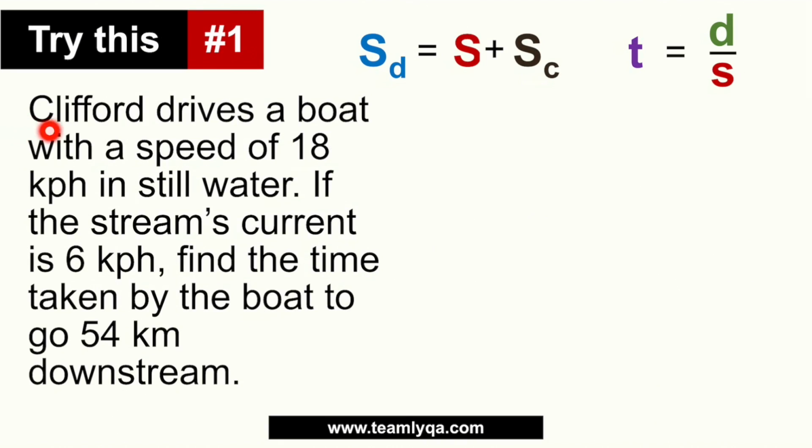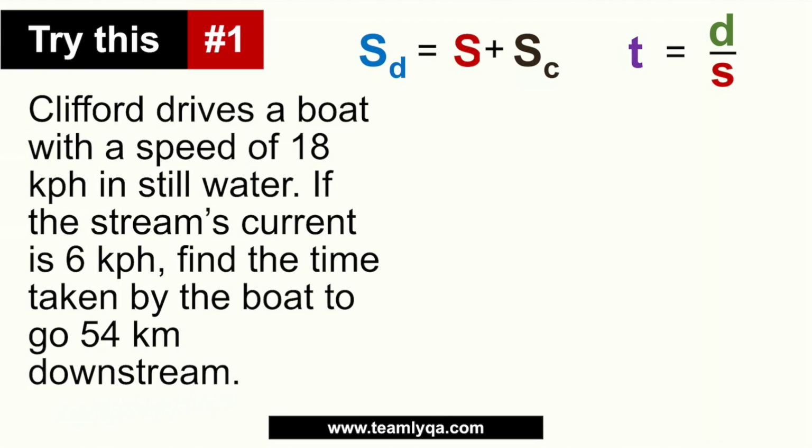So si Clifford, hi Clifford. I hope you are learning with us dito sa team. Sabi dun sa question natin, Clifford drives a boat with a speed of 18 kilometers per hour in still water. If the stream's current is 6 kilometers per hour, find the time taken by the boat to go 54 kilometers downstream. Okay? So, isosolve na natin to given yung information natin.